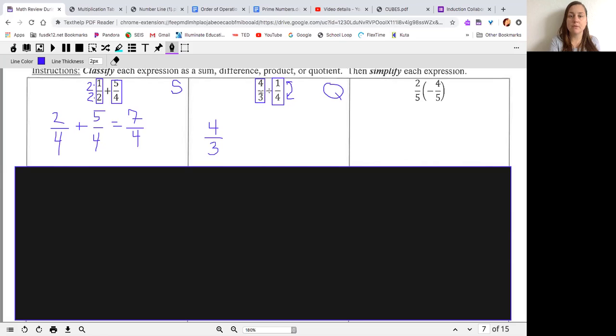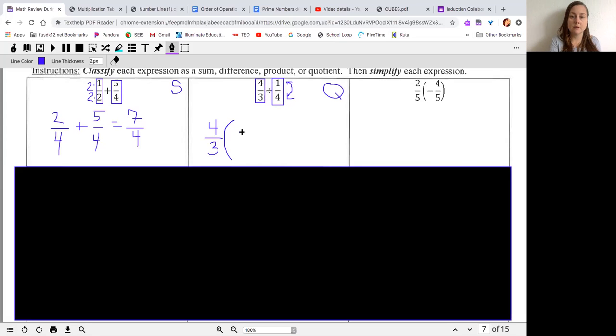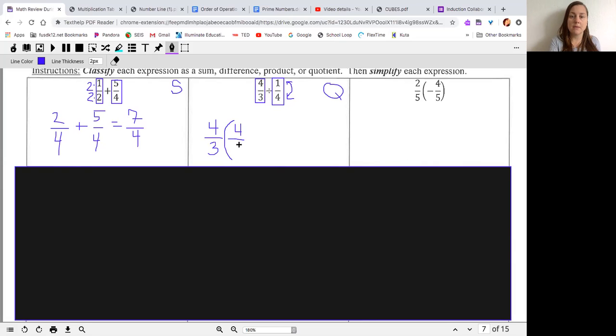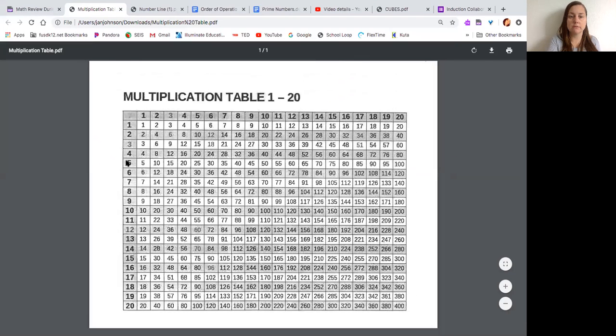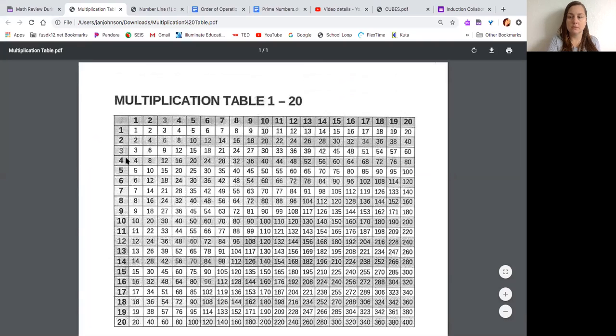So I keep my 4 over 3, I bring it down. I turn my division sign into a times sign with 4 on top and 1 on the bottom. Now this looks more manageable. Now I'm looking at 4 times 4. Go to my times chart just to make sure. Oops, why is it doing that? 4 times 4 is 16.